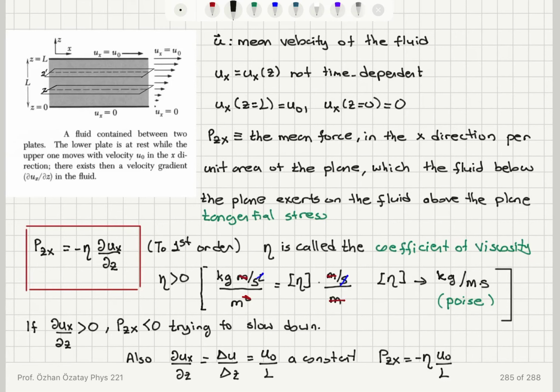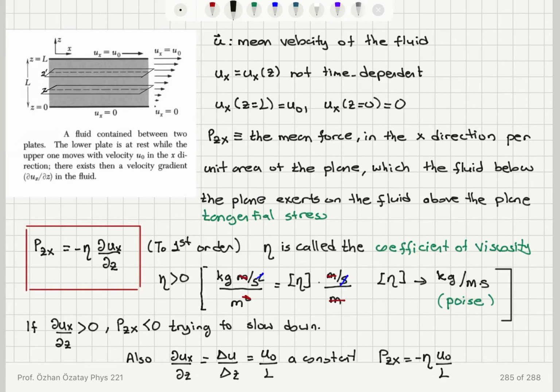Now, if the mean velocity of the fluid is actually changing with z, from z equals 0 to z equals L, the change in the speed will imply that there's going to be a mean force in the x direction per unit area of the plane. That's called Pzx, the tangential stress. And this tangential stress is proportional to the gradient of the tangential speed, and it's defined as minus eta, the coefficient of viscosity, times del ux del z.